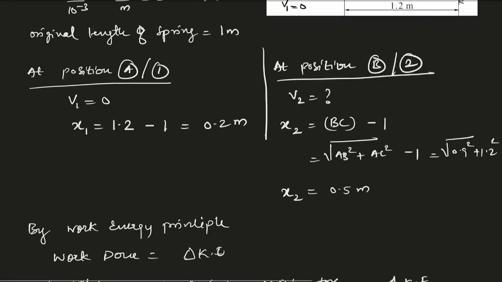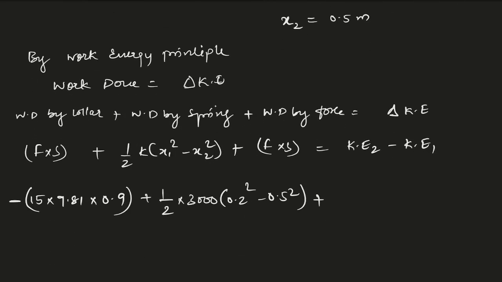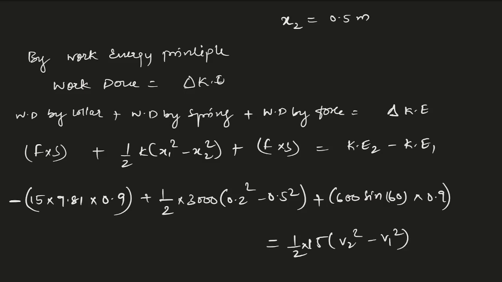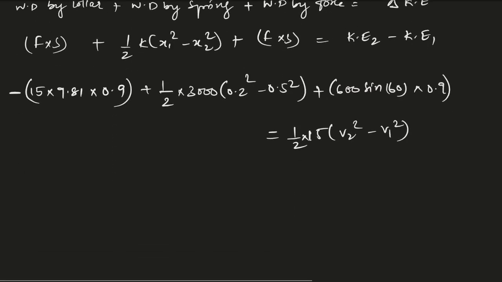Okay, so 600 sine 60, and it also covers the distance, so 600 sine 60 into 0.9. This is equal to half into mass, 15 kg, into v2 square minus v1 square. Here the v1 value is 0 at the initial position. Okay, now we can calculate each and everything. So this will give me 1500 and this gives me 7.5, right?